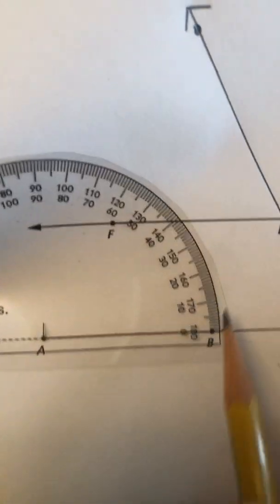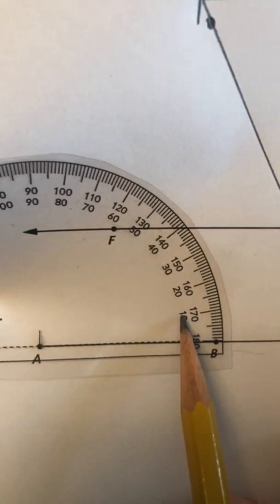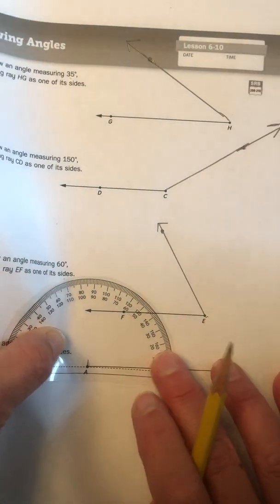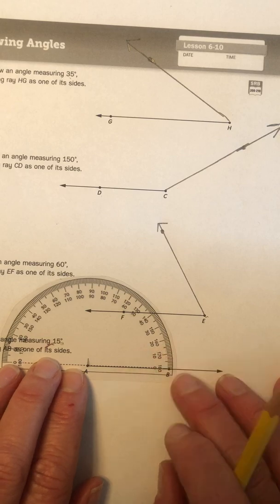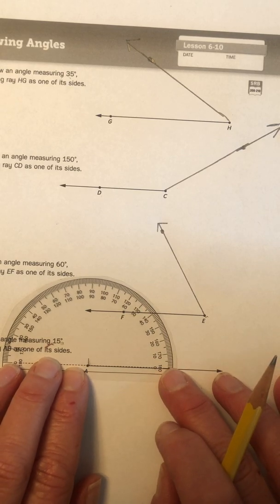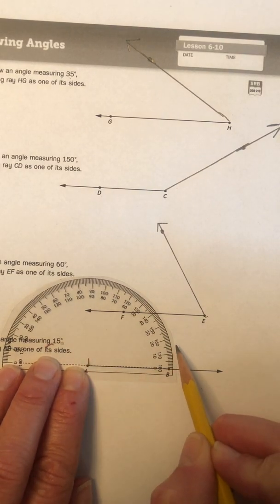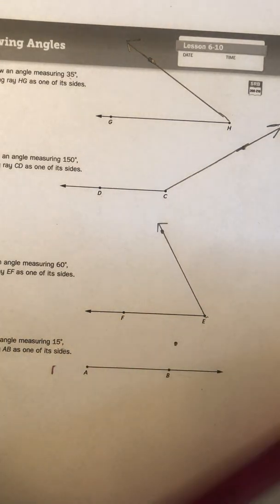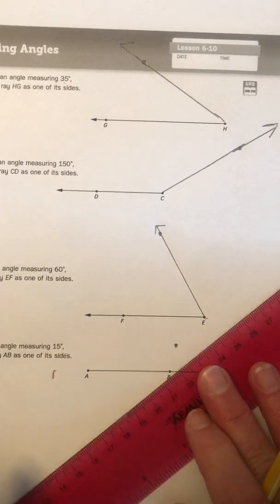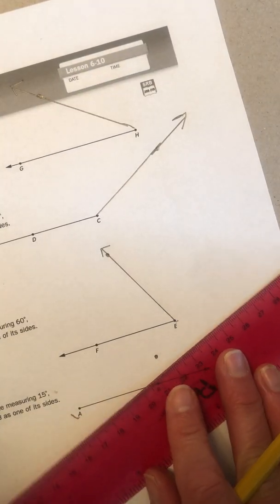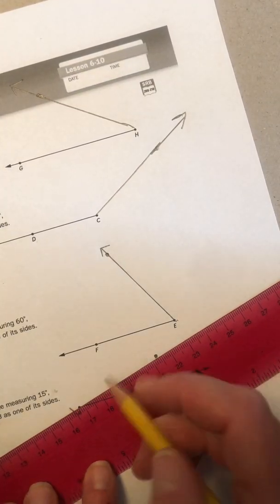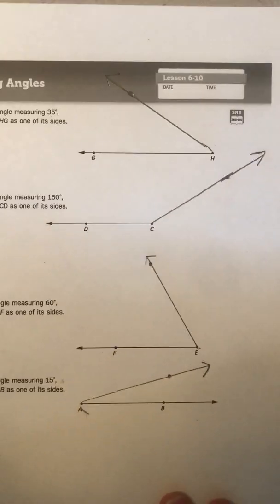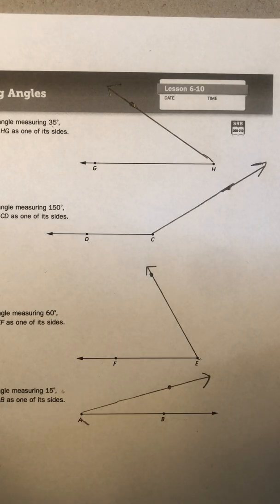I'm going to do 15 degrees. So here's 0, 10, and then halfway would be 15. So at 15 degrees, notice the little degree sign there, I'm going to make a point. Lift up my half circle protractor. Go ahead and connect point A with the newly drawn point. And now you have an angle that measures 15 degrees.